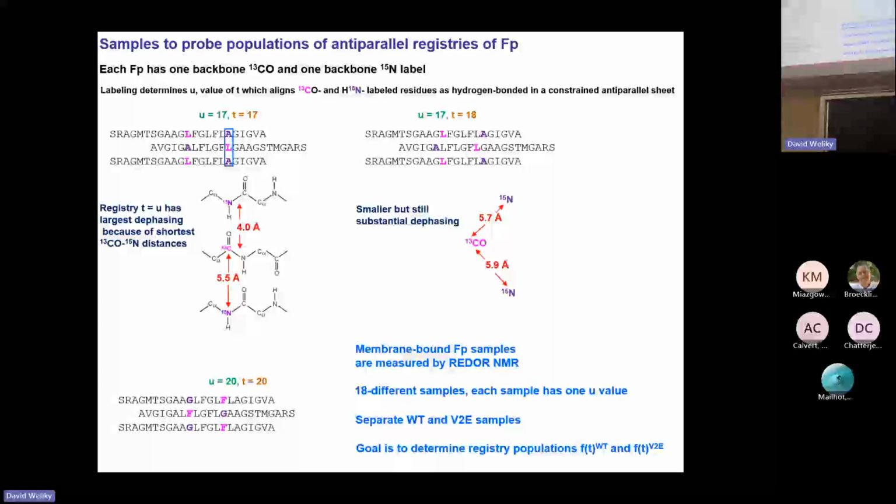So it's a really kind of heroic effort by two PhD students, Scott Schmidt and Li Shi. They made actually 18 differently labeled wild type and 18 differently labeled B2E samples and did the REDOR NMR. You'll see the data in just a little bit. And just to remind, the goal was then to take these data and determine registry populations for the wild type beta sheets and the B2E.